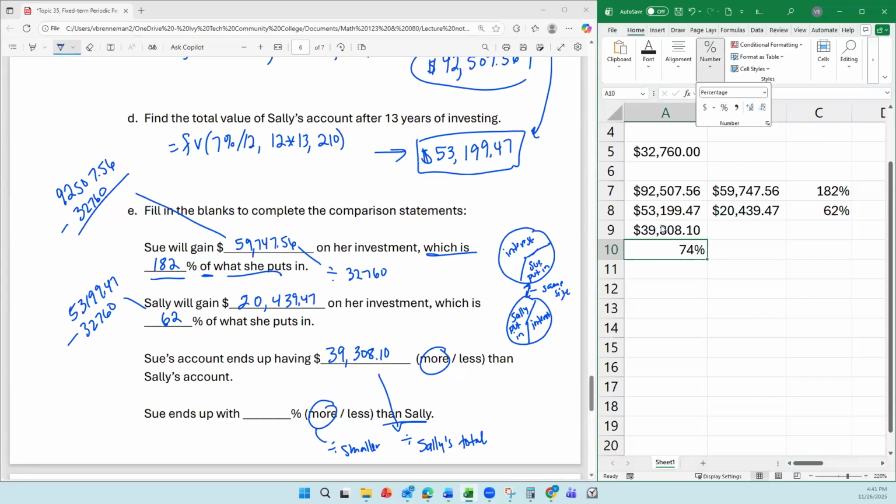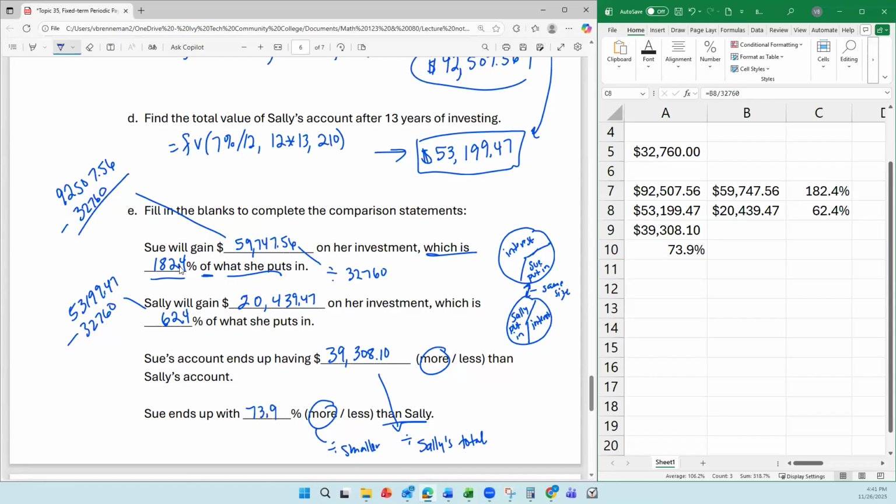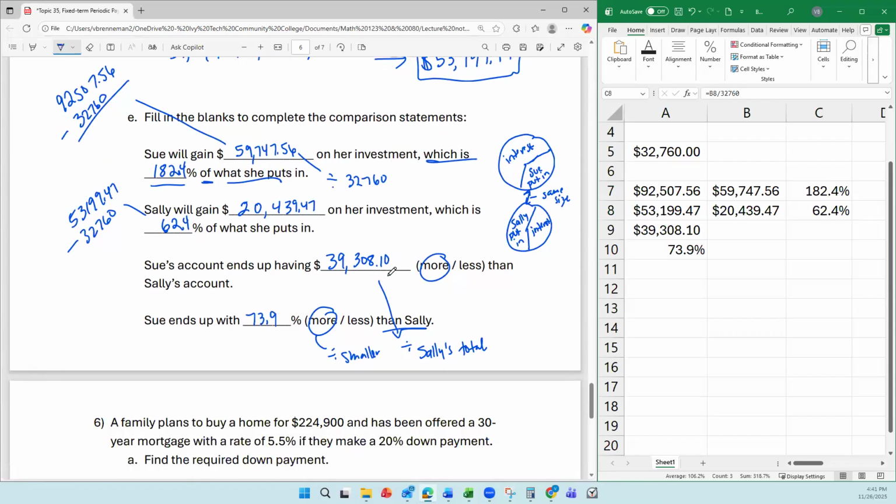And 74%. Now, what it is doing on these percentages, all of these, is rounding to a whole percentage. So if I want, I can say, hey, give me another decimal place on these. So this was actually 182.4 and 62.4 and 73.9. So that's pretty much what you'll be doing in homework activity 9, as well as you'll have homework questions in Alex doing some of these types of calculations as well.